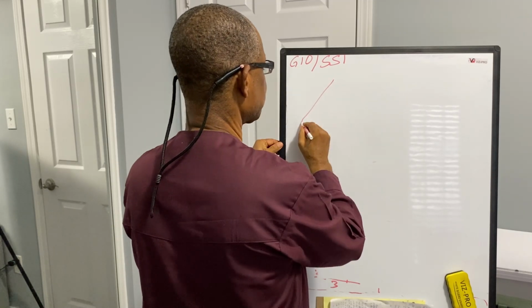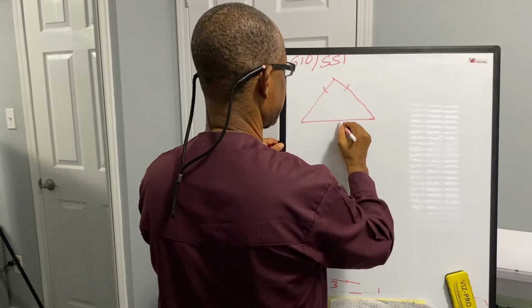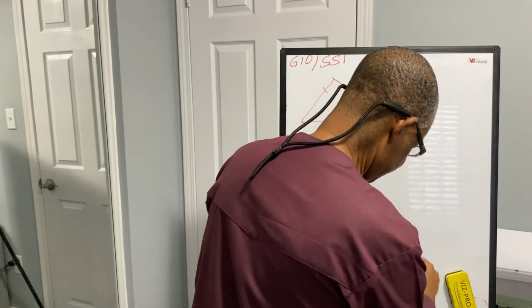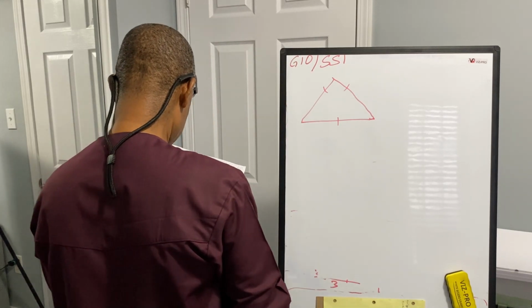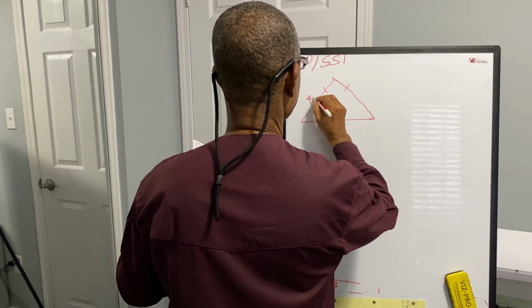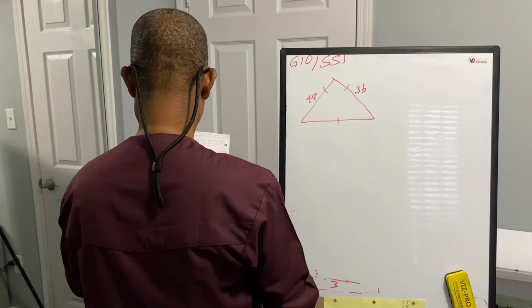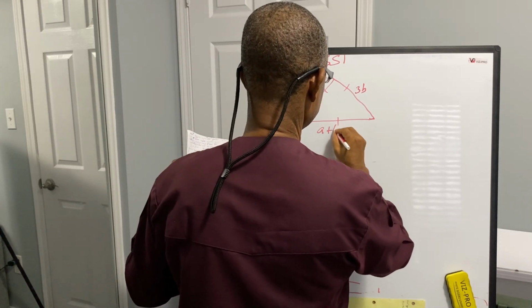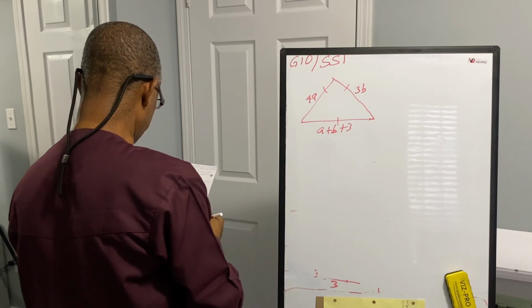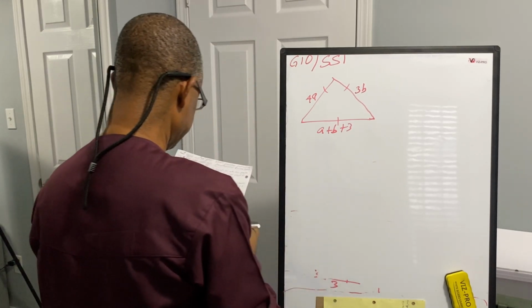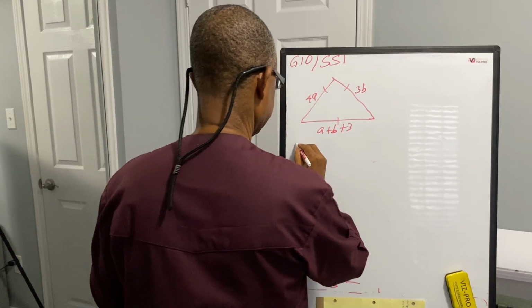Let this be an equilateral triangle. In the equilateral triangle, the three sides are equal, you remember? And let's have these values. This is 4a, and this is 3b, while this is a plus b plus 3. And the question we ask is to find the length of the sides given. Find the length.